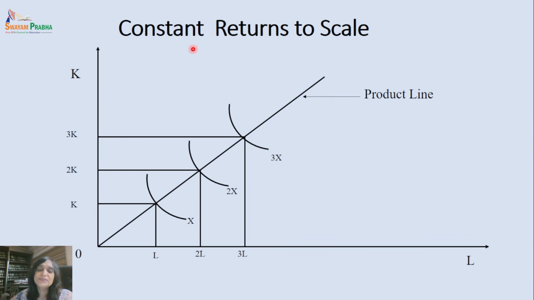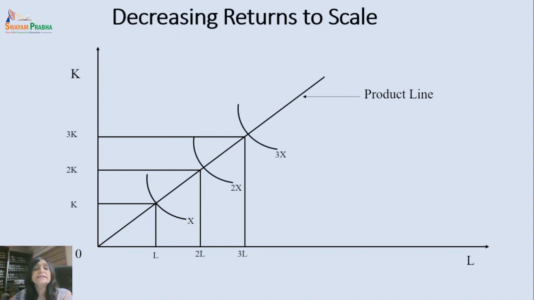Let us compare this case with constant returns to scale. What do you see here? You were probably at isoquant x initially, taking one labor, one capital. You double the amount of labor and capital, so you get 2L, 2K. Which isoquant are we meeting now? You are meeting isoquant 2x, which is just the double of the initial isoquant. This means this is a situation of constant returns to scale. You double your input and your output also doubles, compared to increasing returns to scale, where output increased more than double.